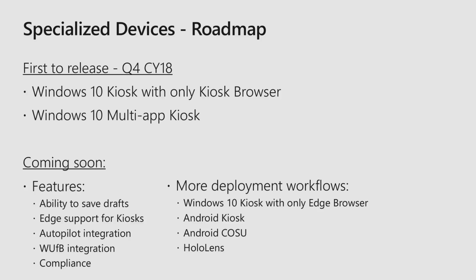We have features coming. I talked about save drafts. We're going to also have Edge support, Autopilot, Windows Update for Business, and compliance integration. We haven't quite gotten those in. We did a minimum viable release, and then we'll start adding on sections to it. And then also more deployment workflows. So not just Windows 10 kiosks, we're going to go into shared devices, Android kiosk, Android Kiosk, HoloLens, later Surface Hub. And so there'll be these templates of configurations all in one, and then that's all you have to do.